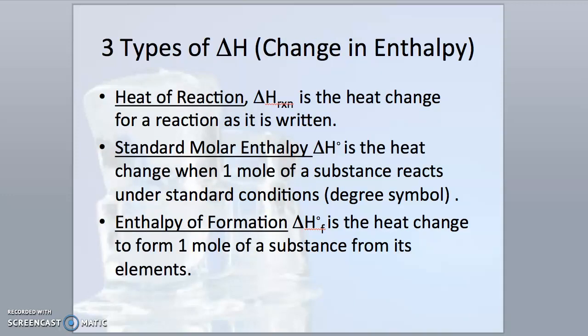As we move forward, you will see delta H written in a few different formats. Delta H reaction is the heat change for a reaction written as a balanced equation. These values are typically in kilojoules, and the sign dictates the direction of heat flow. A negative value represents an exothermic reaction. Standard molar enthalpy and enthalpy of formation are written on a per mole basis, so the units will be kilojoules per mole. We will describe these in more detail moving forward.